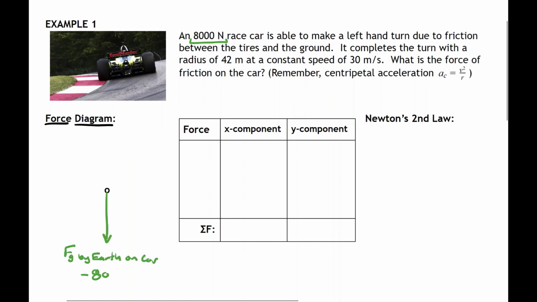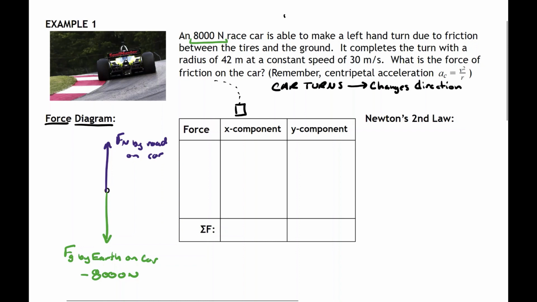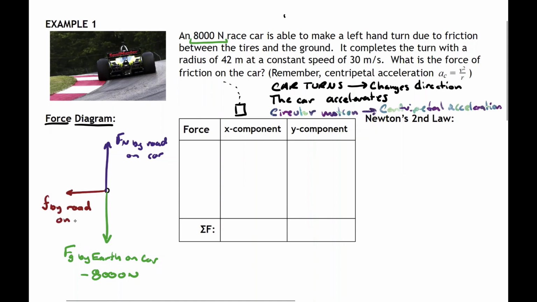That means there's a force of gravity downwards by the earth on the car. And that force is 8,000 newtons down, so negative. Then there's a normal force up by the road on the car. The car turns, which means that it changes direction. Because a velocity has both a direction and a magnitude, changing the direction means the velocity changes. This means there's an acceleration. Because this motion is circular, that means the acceleration is centripetal. We know that centripetal accelerations point towards the center, so the center of the turn in this case would be to the left. So our frictional force points to the left by the road on the car.